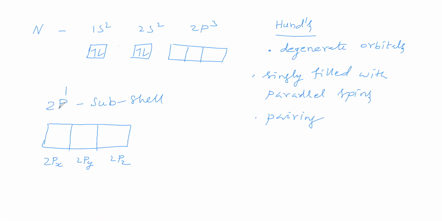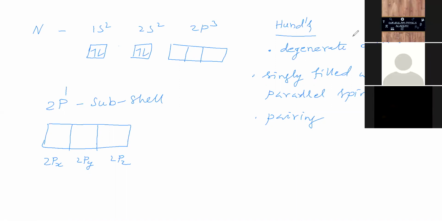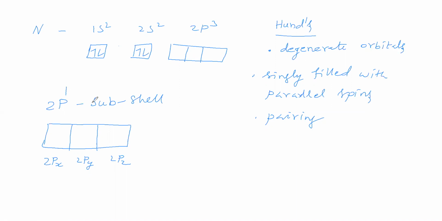Now 2p subshell is having exactly one electron. Then how to write that one electron? That one electron, shall we give to 2px or 2py or 2pz? To which we have to give? That means there is no rule. You can give to anyone.